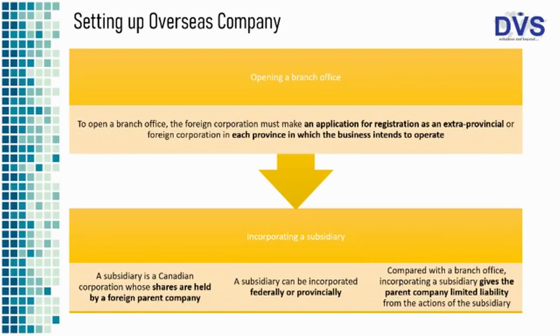So a foreign company could also set up a branch office, which takes care of an extra provincial setup that has to be done. If it's going to be a subsidiary, it can be either federal or provincial, which follows the same rules and regulations as we discussed in the previous slides, and the subsidiary is formed either provincially or federally depending on how the business activities have to be carried out by the subsidiary in Canada.